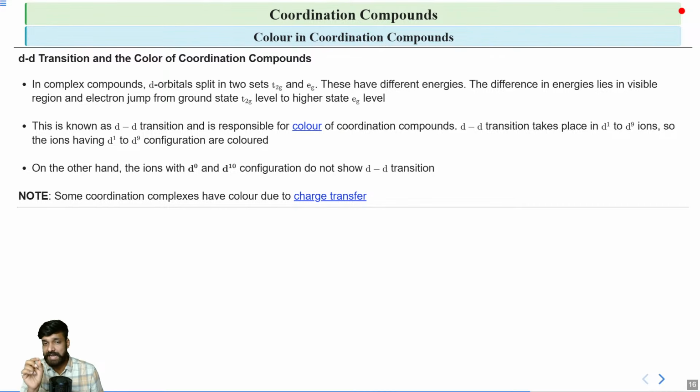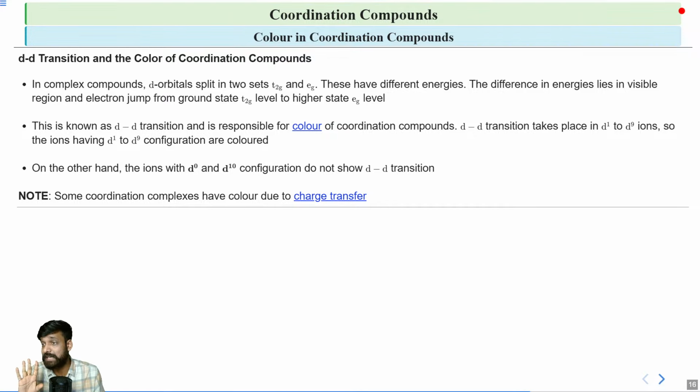Okay, so here the charge which is transferred is your electron, and you know that the electron will be attracted to a positive charge. Clear? So the first one is ligand to metal charge transfer. You can simply abbreviate it as LMCT, and metal to ligand charge transfer can be abbreviated as MLCT.